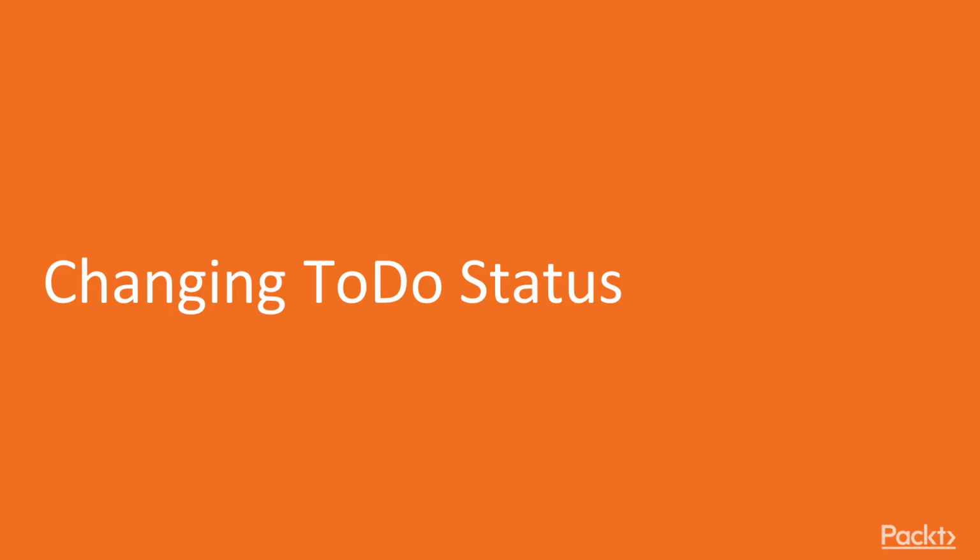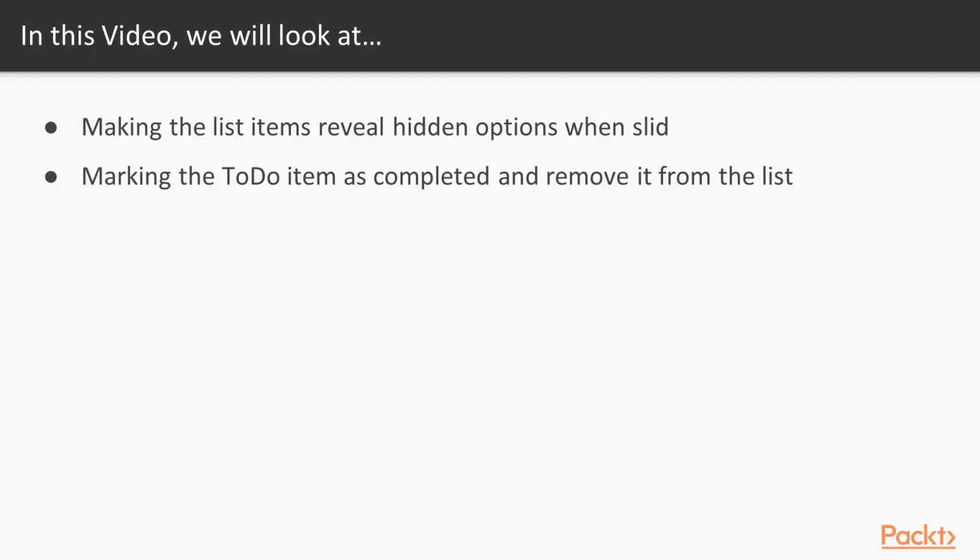In this lesson, we are going to learn how we can change the status of a to-do item and mark it as completed. So we will start by adding Ion item options to our Ion item sliding in the list that will reveal hidden buttons when the list item will slide to either left or right, and then we'll write the code to mark the list item as completed. Finally, we'll remove all the completed to-do items from the list.